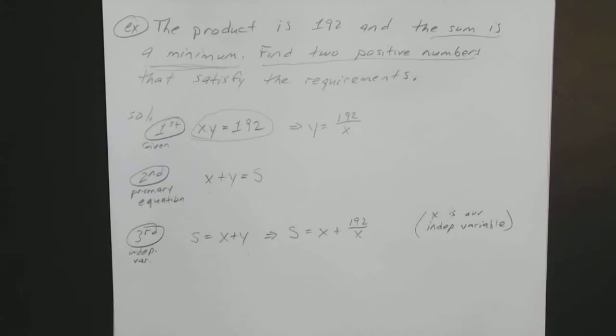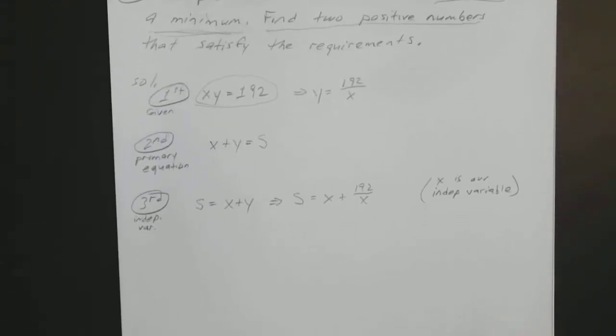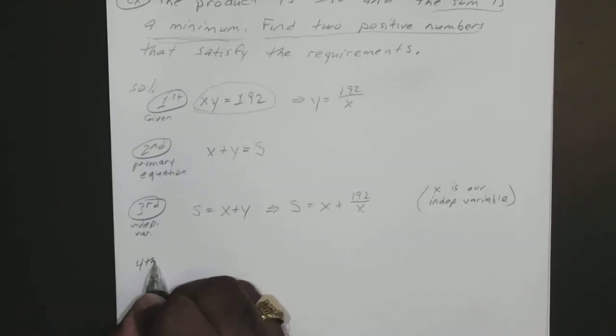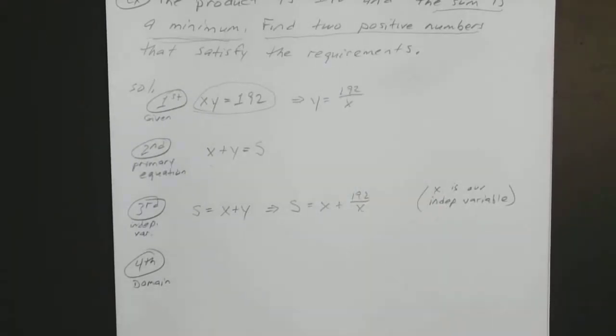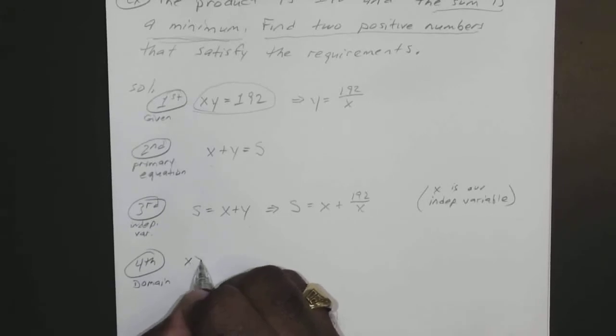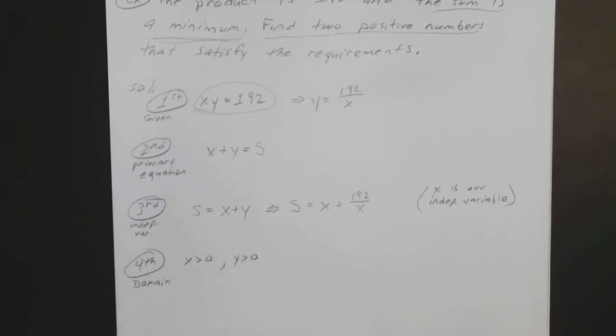Okay, so that's what they meant by the secondary equation sometimes being necessary. We had to use that secondary equation. Okay, so the fourth step, it's optional, but it's always good to know it anyway, and that's your domain. We have to find two positive numbers, so really your domain is just x is positive and y is positive. Like I said, not always necessary to put it down there, but in some questions it actually makes a big difference.